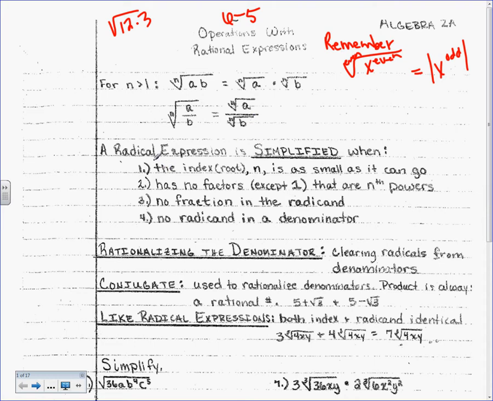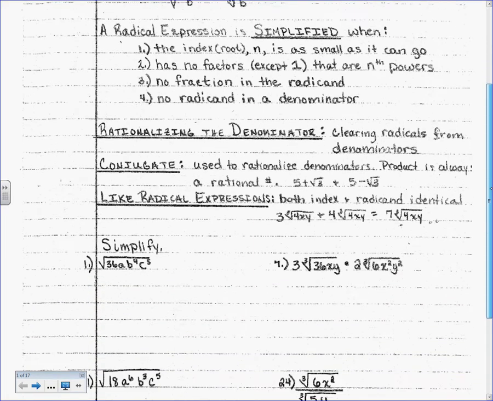So a radical expression is simplified when the index, or the root, n, is as small as it can go. There's no factors except for 1 that are nth powers. No fraction in the radicand. And no radical in the denominator, so that means you have to rationalize the denominator if it's like that. So you'll see what I mean in a second. We'll come back to that.